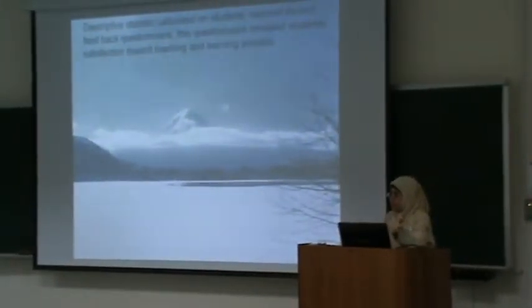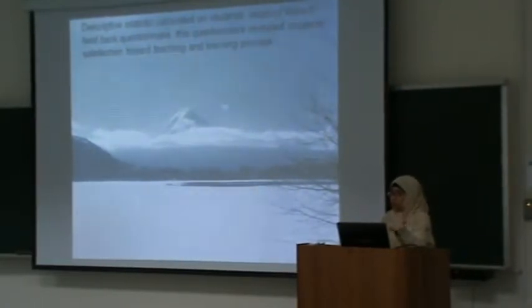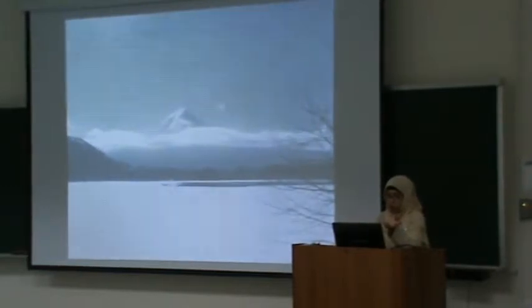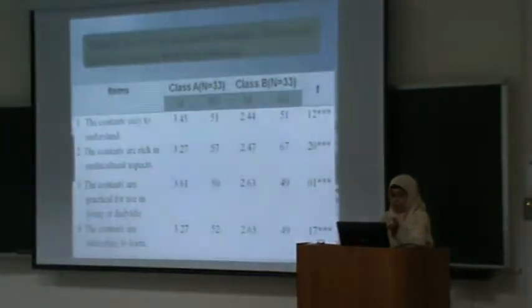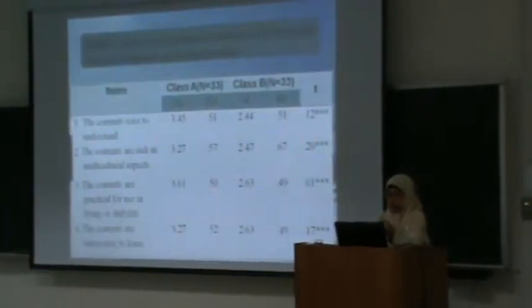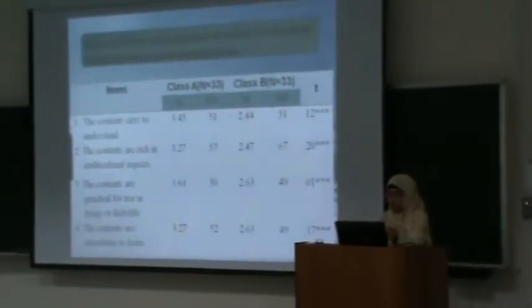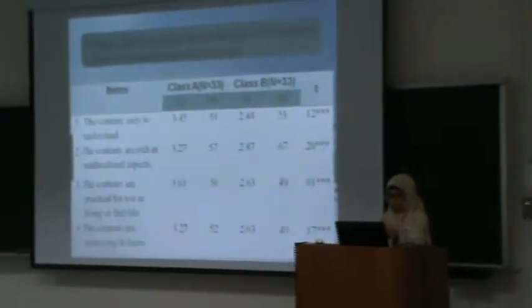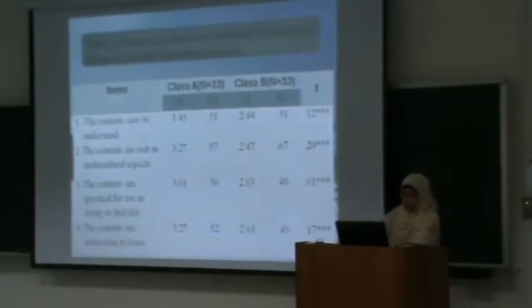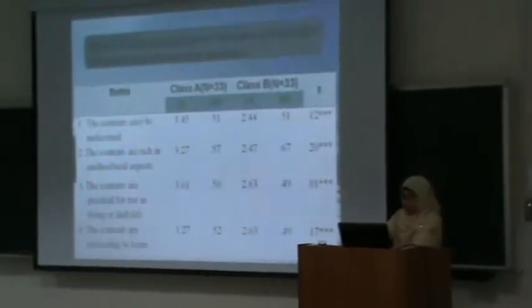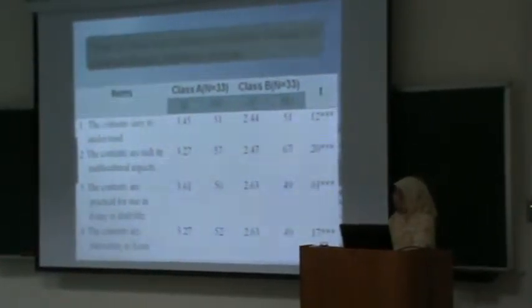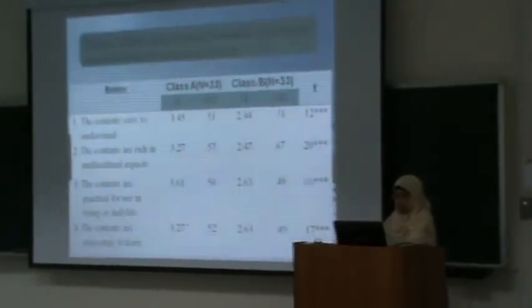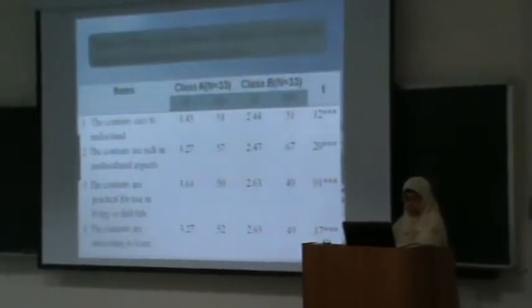So in the second part, I use the questionnaire to know about the student response toward this kind of approach. So this is the mean and standard deviation of student response toward the teaching process. This is the question in the questionnaire that students should give a response to toward this approach. And you can see here between class A and class B, there is a significant difference. All of the items have a significant difference.